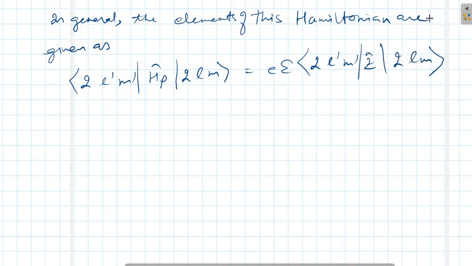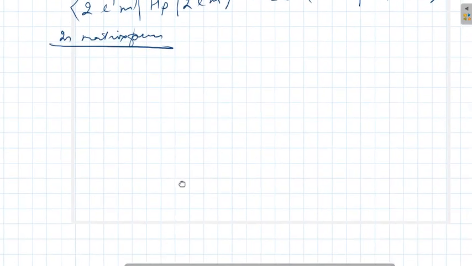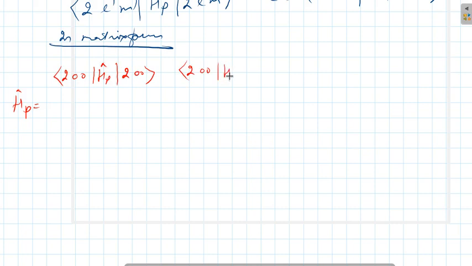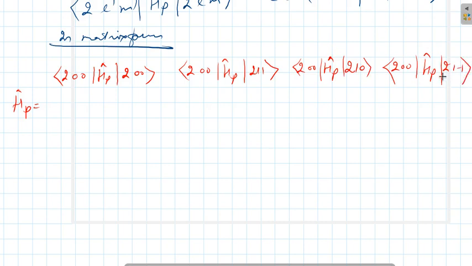So in matrix form, we can write H_P is equal to the matrix whose first row is 200 H_P 200, 200 H_P 211, 200 H_P 210, 200 H_P 21 minus 1. This is one row.